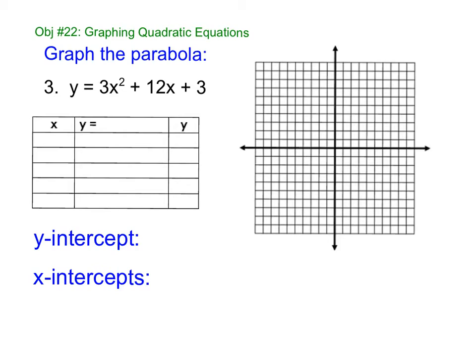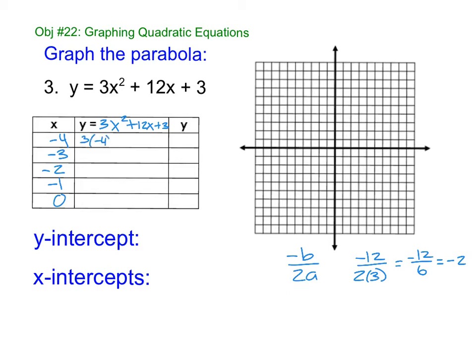So let's see if this turns out nice. We got our negative b over 2a. So negative 12 over 2 times 3. That's negative 12 over 6, which is negative 2. Negative 2 goes in the middle. Negative 3, negative 4, negative 1, 0. Now we're plugging into 3x squared plus 12x plus 3. 3 times negative 4 squared, 12 times negative 4 plus 3.